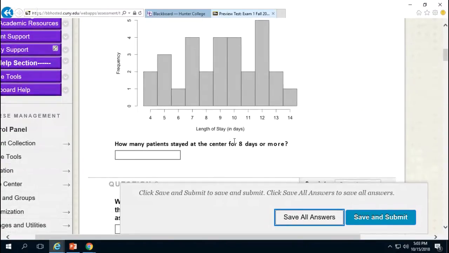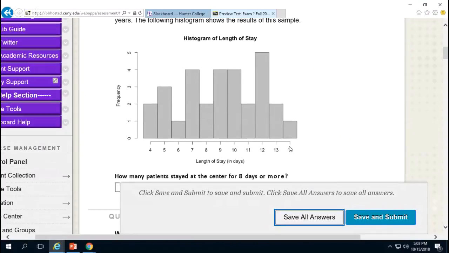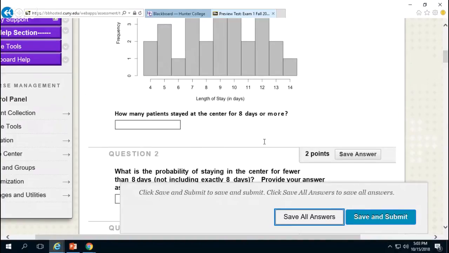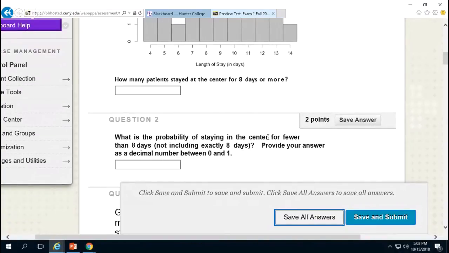First one was just a basic probability question. How many stayed for 8 days or more? It was just a matter of counting these up and dividing by 20. And if you wanted to double check your answer, you could count the 7 or less and make sure you get a consistent answer.